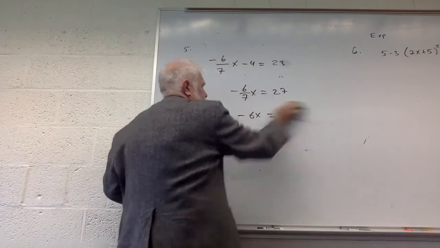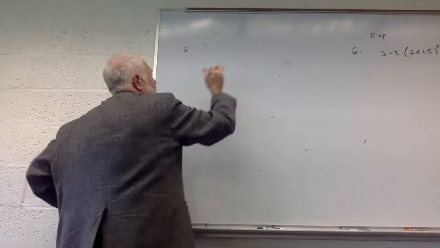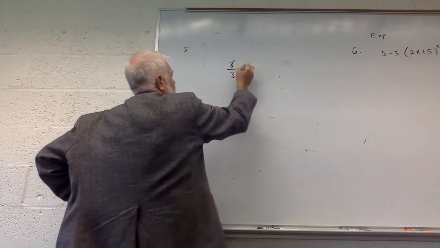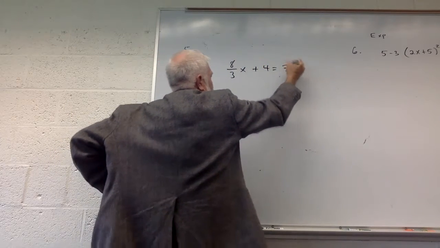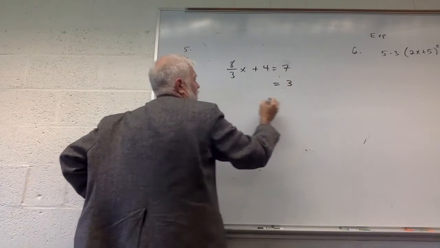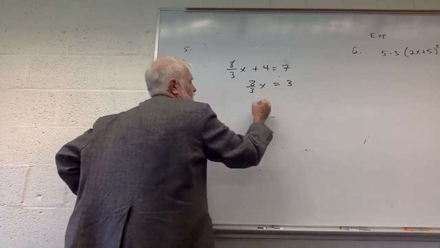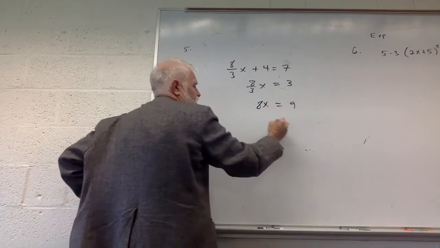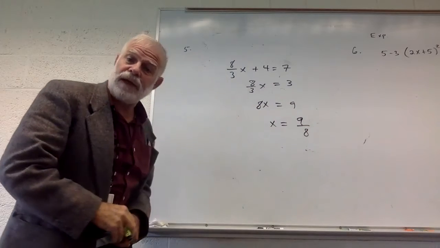Let's try another one. 8/3 x plus 4 equals 7. All right, so what's your first step? Subtract the 4. There you go. So now you got 8/3 x equals 3. Multiply by 3. 8x equals 9. Multiplication becomes division on the other side. All right, and there's your practice for that problem.